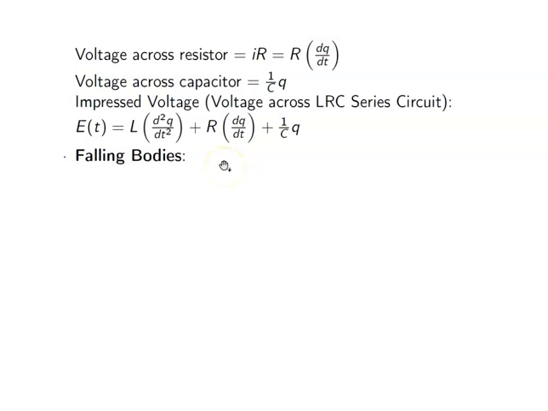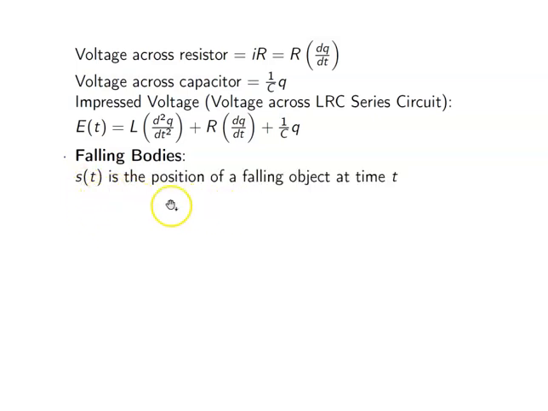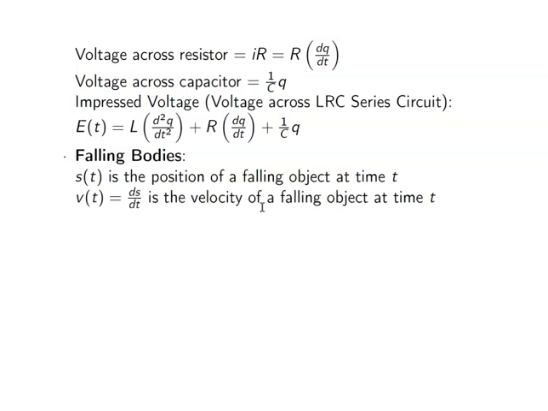Falling bodies, it's very common in physics. We've talked about this a lot in calculus and algebra. So here, s of t, we've talked about this before several times in this class as well. s of t is the position of a falling object at time t.